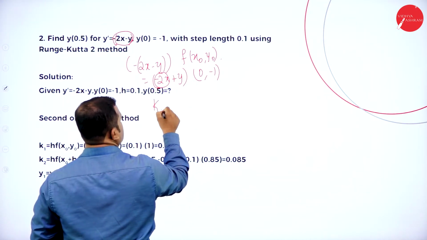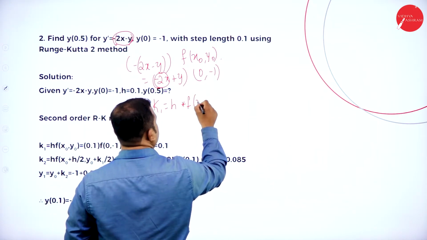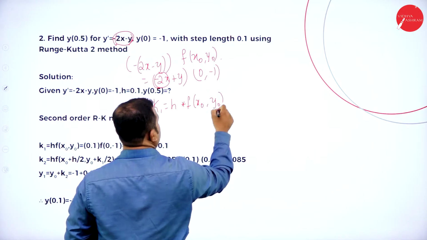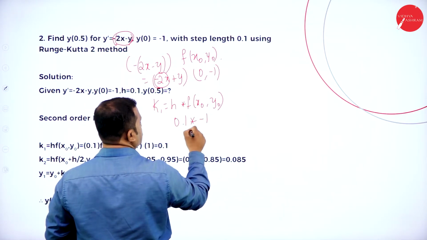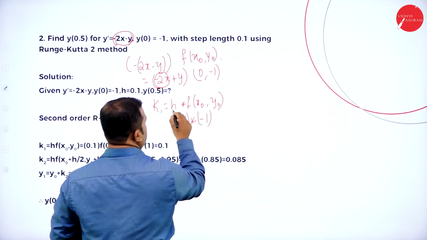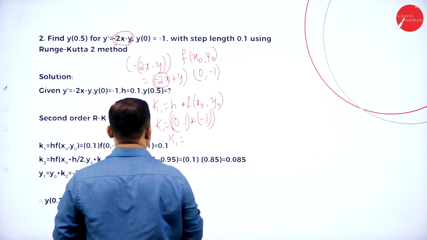So k1 is equal to h into f of x0 comma y0. What is x0 comma y0? It is minus 1. So 0.1 into minus 1. That is the functionality of this. So k1 is equal to this. So k1 is equal to what?